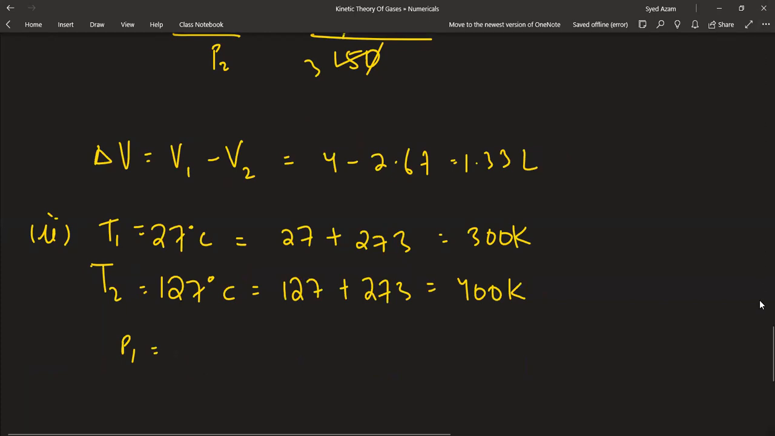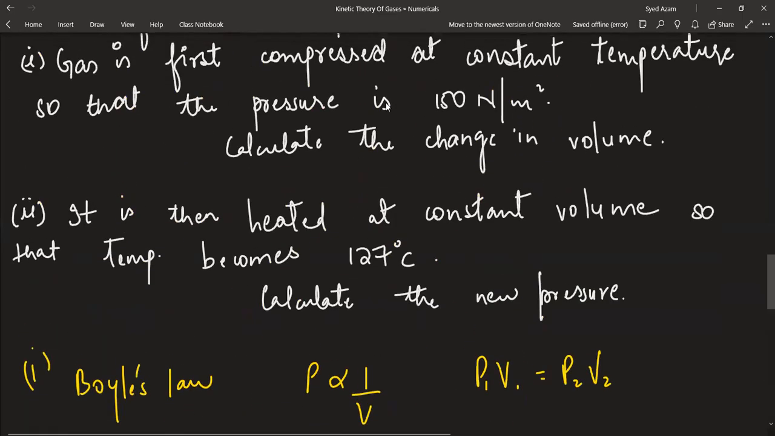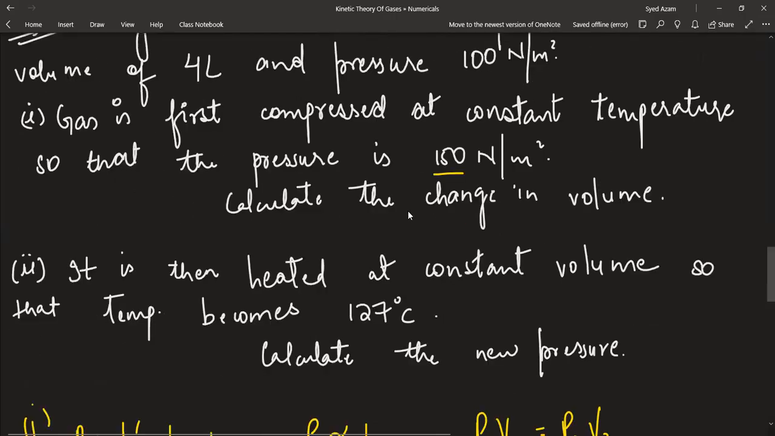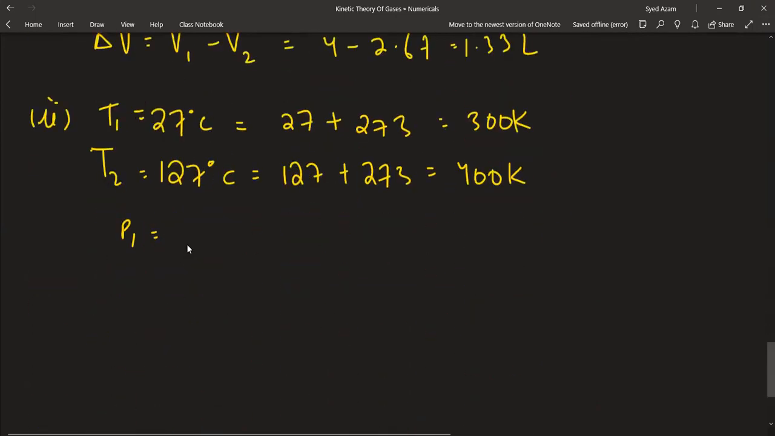Initial pressure is already given as, okay, we'll not take the initial pressure, class. It is saying how much it has increased to 150. See, it is saying it is then heated, meaning from this pressure it is heated. So again the pressure will change. So we will take 150 Newton per meter square. We will not take 100. If this wasn't mentioned, that it is heated after this, right? It is saying it is then heated at constant volume. So 150 will be taken as our initial pressure. P1 will be 150.